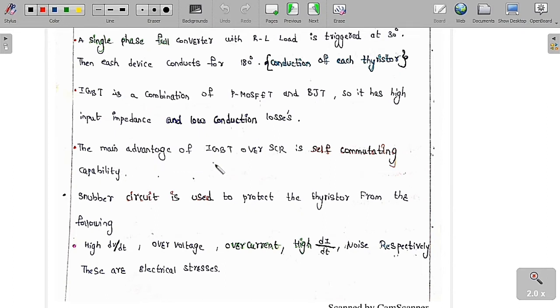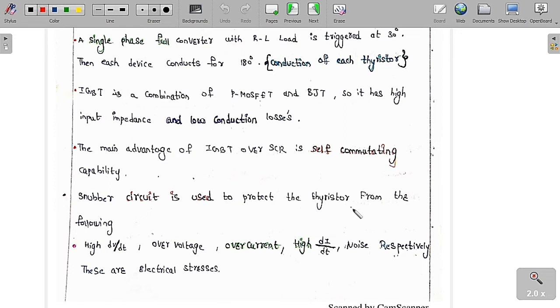The main advantage of IGBT over SCR is self-commutating capability. IGBT is a fully controlled device, so you can turn it on and you can turn it off. This is the advantage of IGBT when compared to SCR, because SCR is a semi-controlled device. IGBT and transistors are fully controlled devices. Therefore, the main advantage of IGBT over SCR is self-commutating capability.